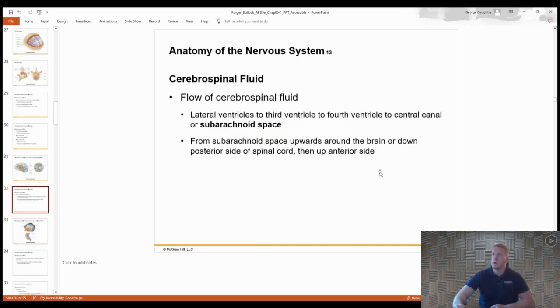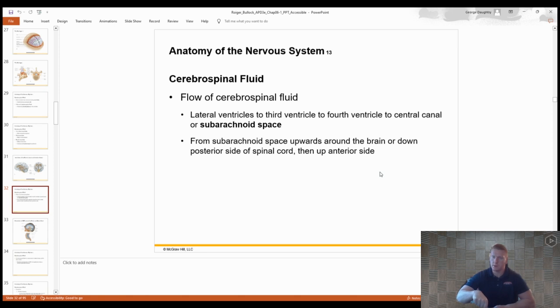All right, so the flow of the cerebrospinal fluid, once it's produced and once it's being excreted from the ventricles, goes from the lateral ventricles to the 3rd ventricle to the 4th to the central canal or the subarachnoid space. So like I said, that arachnoid space is where we maintain some of our hydrostatic pressure and where we have some of that cerebrospinal fluid. We have flow of the cerebrospinal fluid all the way to the subarachnoid space.